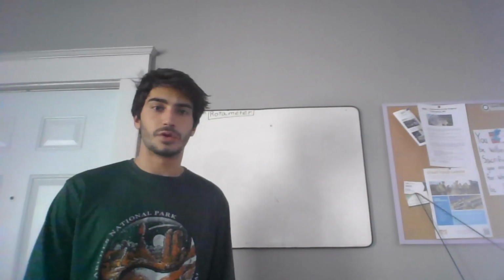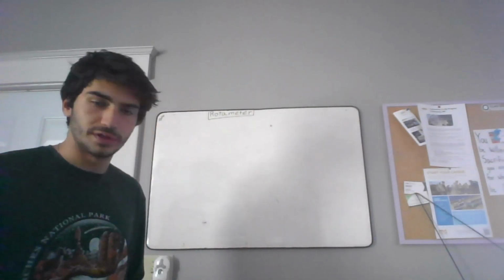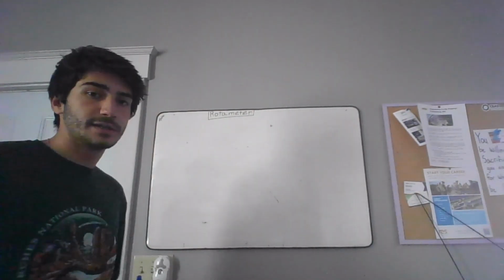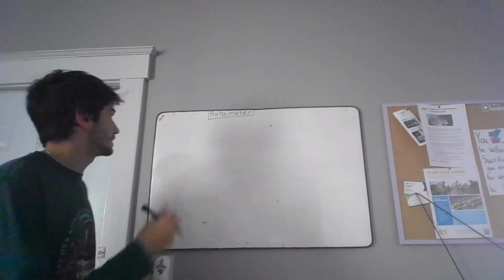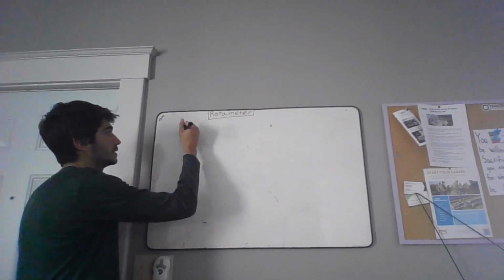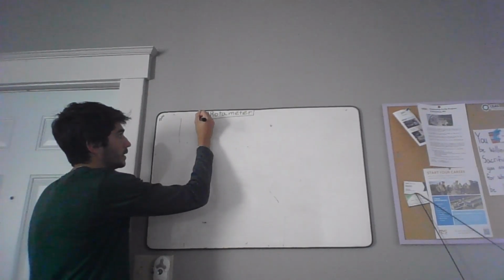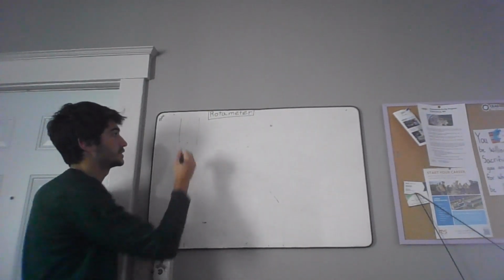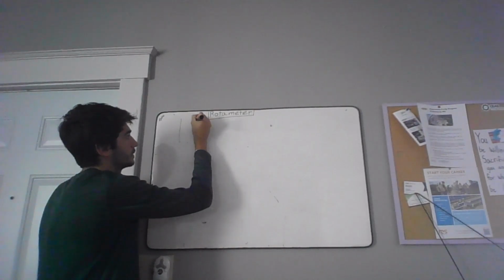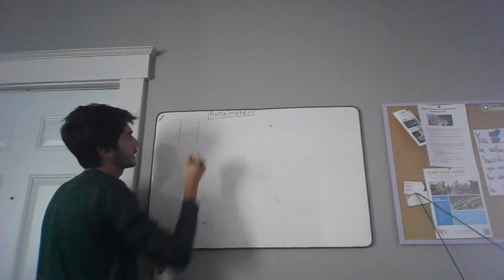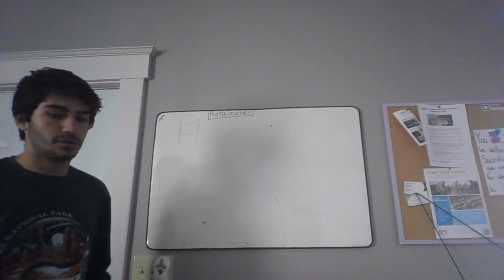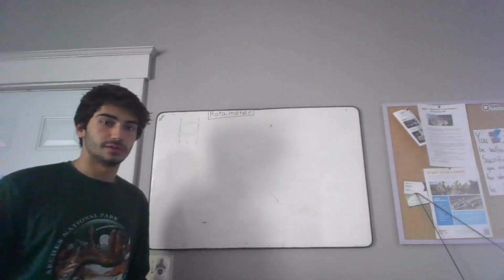So first off, what is a rotometer? What is a ball doing in here? And what is going on? To put it simply, a rotometer is simply a tubing. You have a tube, and within this tube, there is some sort of ball. Right? Simple as that, no reason to overcomplicate it, no reason to undercomplicate it.